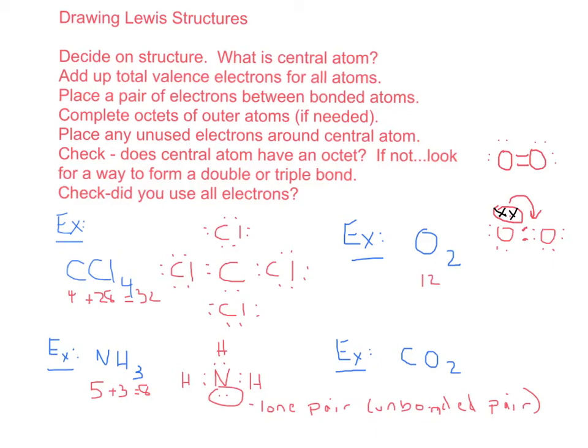Every one of those lines counts as 2 electrons. So if you count, there's 12: 2, 4, 6, 8, 10, 12. So oxygen double bonds to itself.